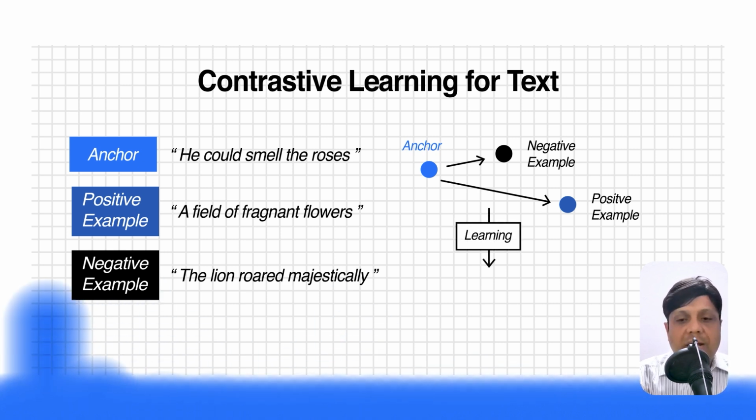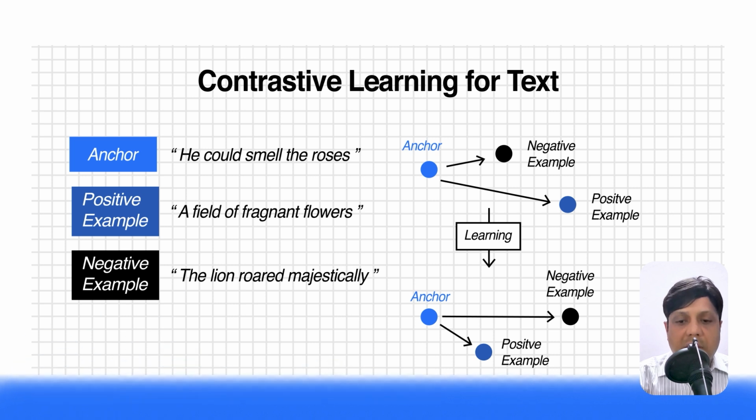Now when we embed, you can see that the negative is closer to the anchor and the positive is farther from the anchor. Through contrastive representational learning, the model understands that the positive should go nearer to the anchor and the negative example should go farther from the anchor. And this is how we learn. The same concept is applicable to other modalities.